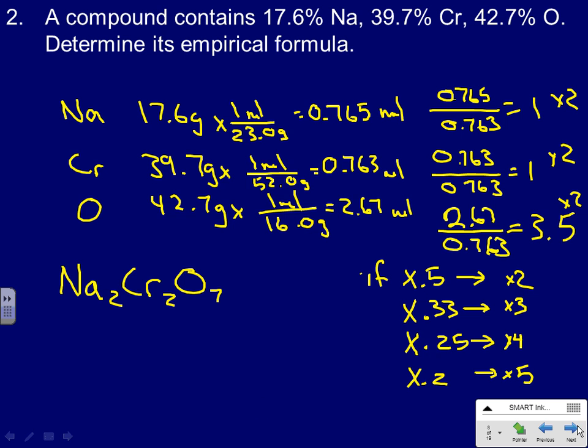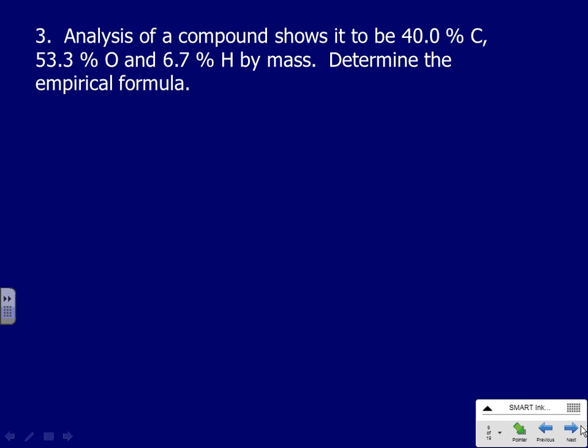Okay, let's do another example. And then we will do an example that deals with experimental data instead of the percentages. Okay, this is one then that you should be able to do all by yourself, because I've dealt with all the pitfalls.